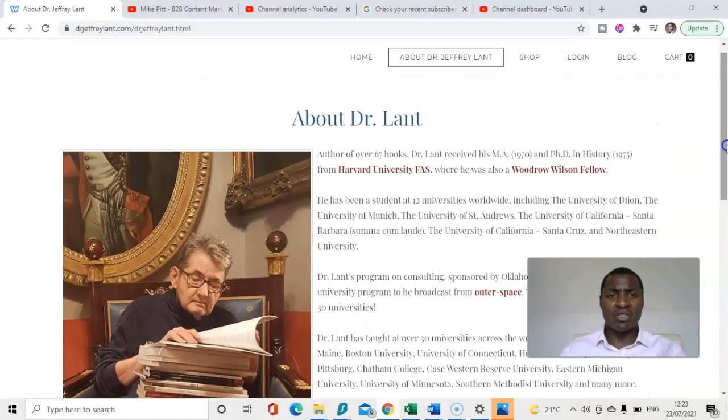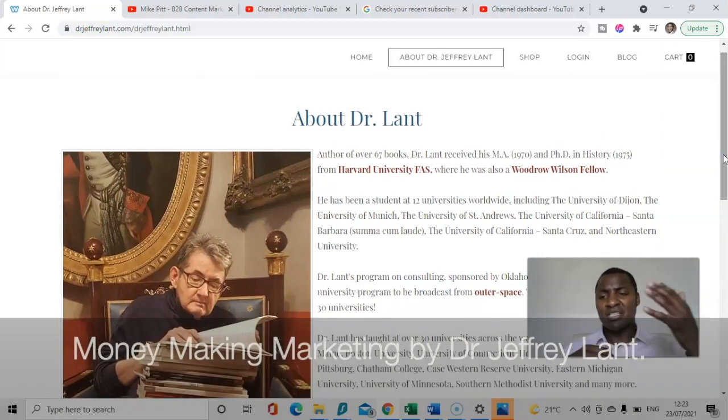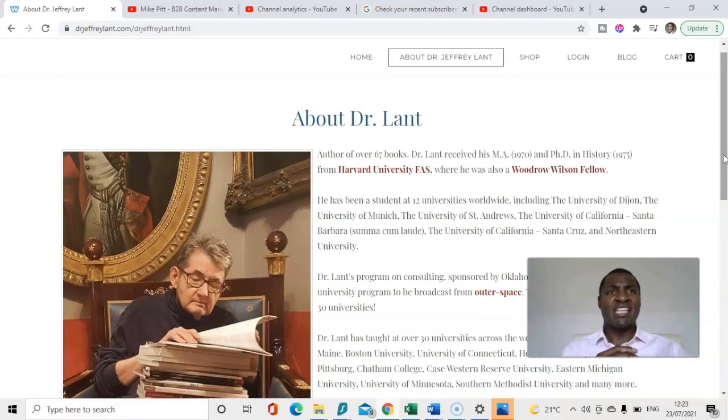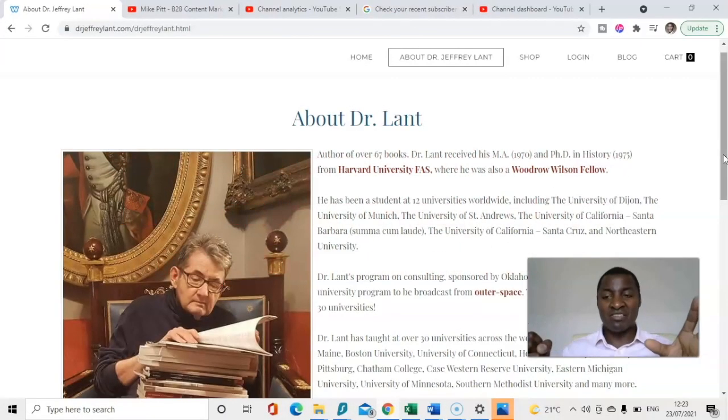And in one of his books, he proposed this theory whereby a marketing business or any business needs to make contact with a prospect, that's a potential customer, 7 times during 18 months for them to enter the consciousness of that potential customer, and then obviously with a view to them purchasing products or services. So that's 7 contact points within 18 months.